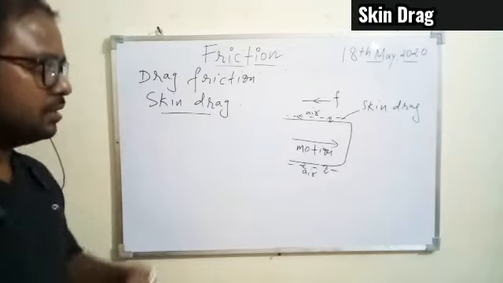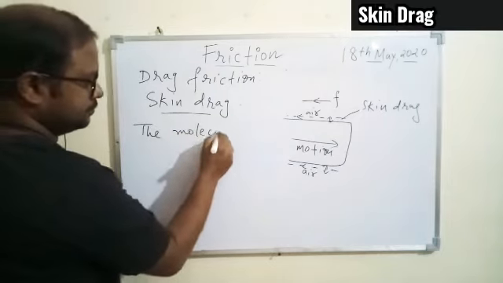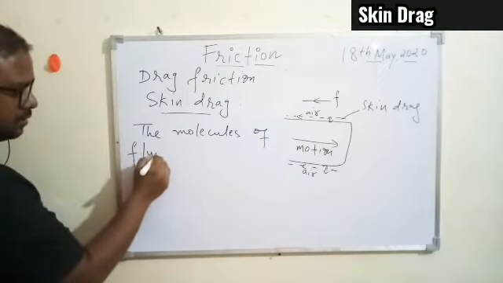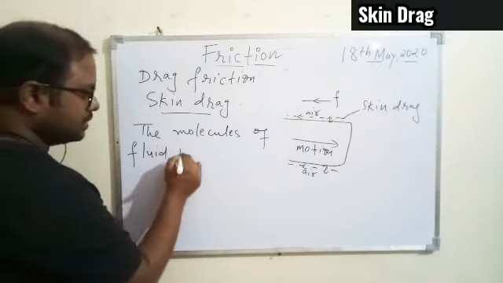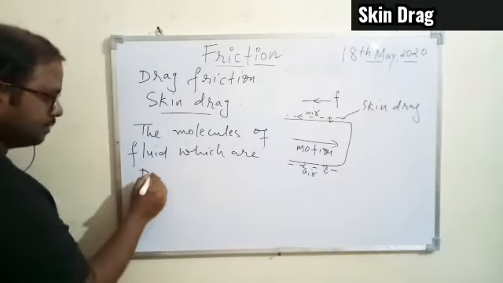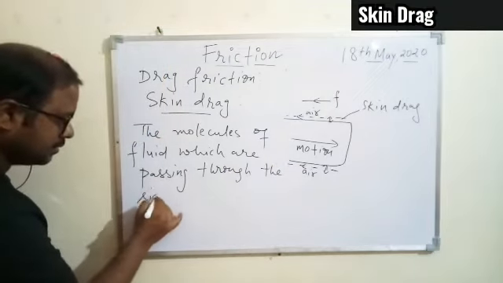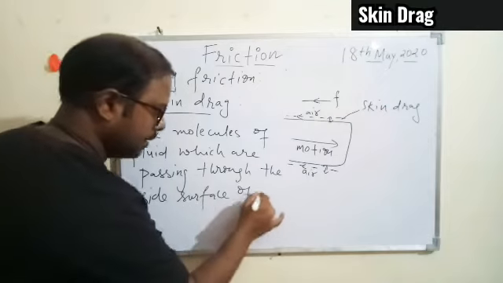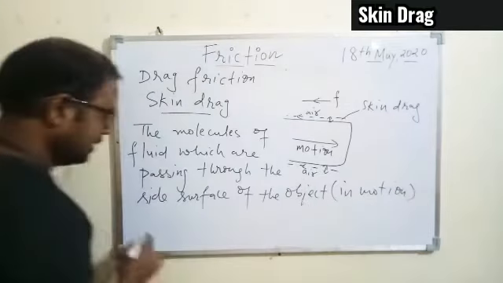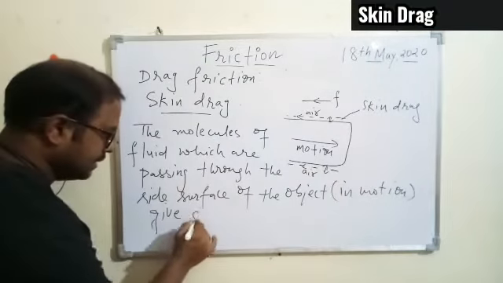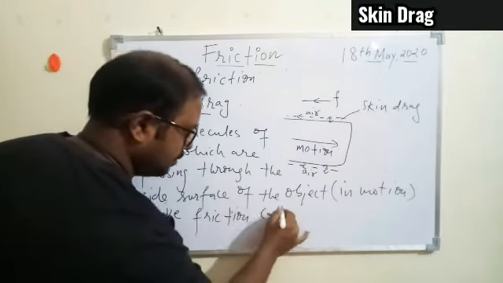Why it takes place we'll discuss, but very first we should write down the meaning. The molecules of fluid, I'm taking the example of air, but the same thing will happen in liquid also. So in general, the molecules of fluid which are passing through the side surface of the object that is in motion give skin drag, or we can say give friction called skin drag.